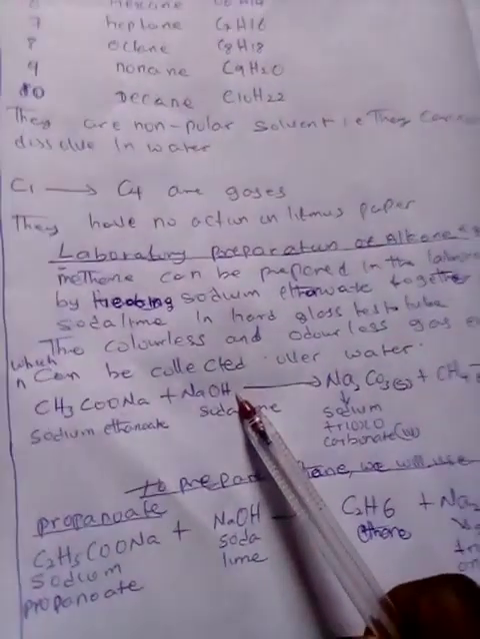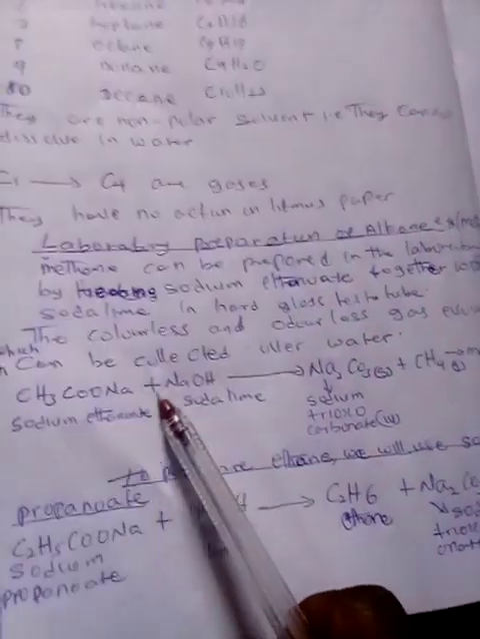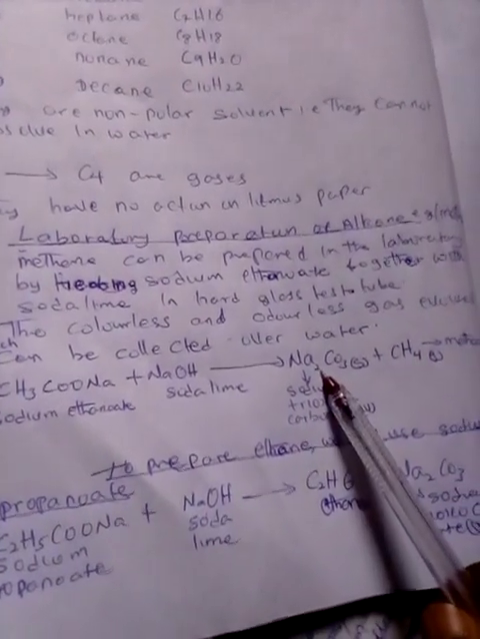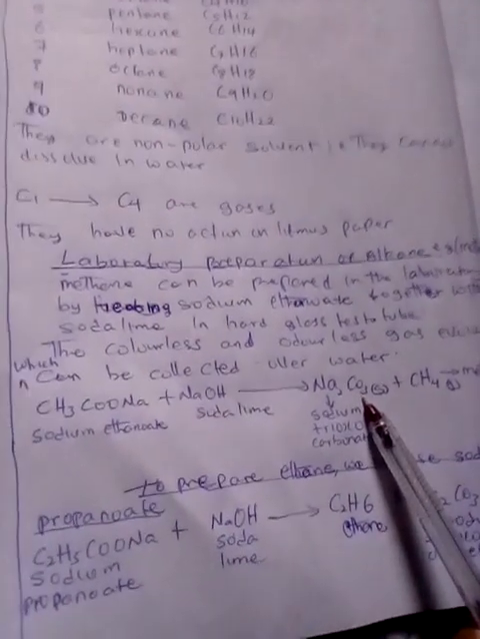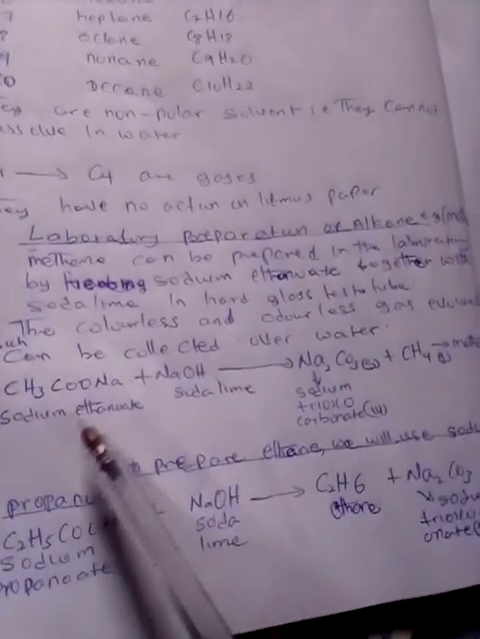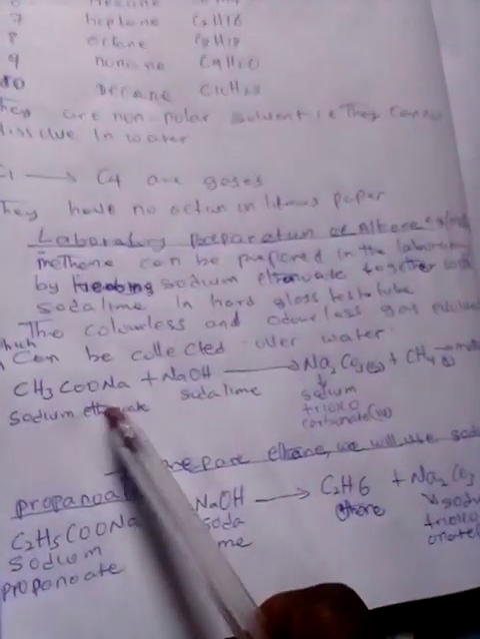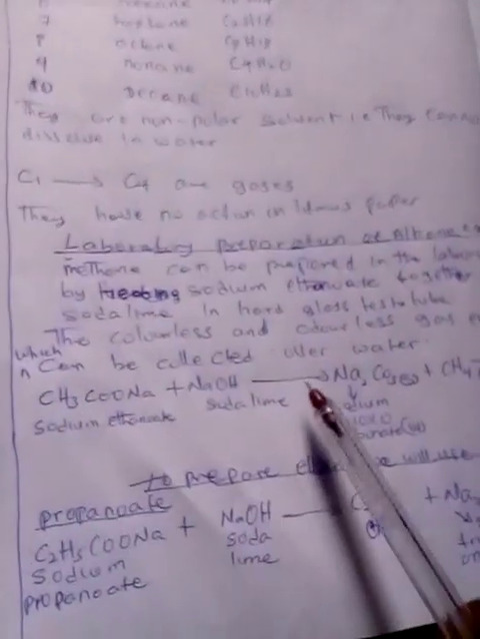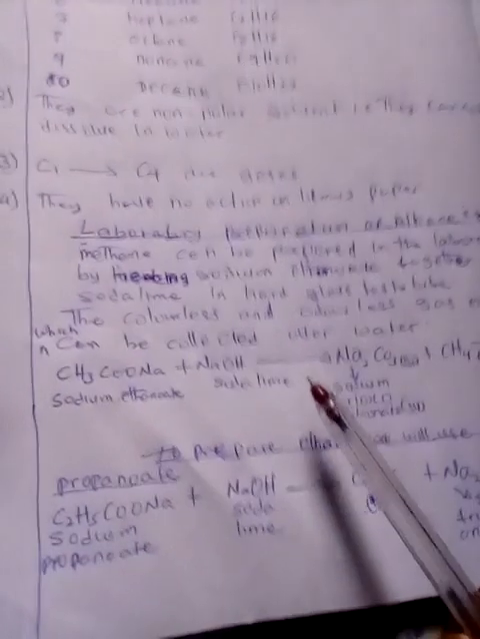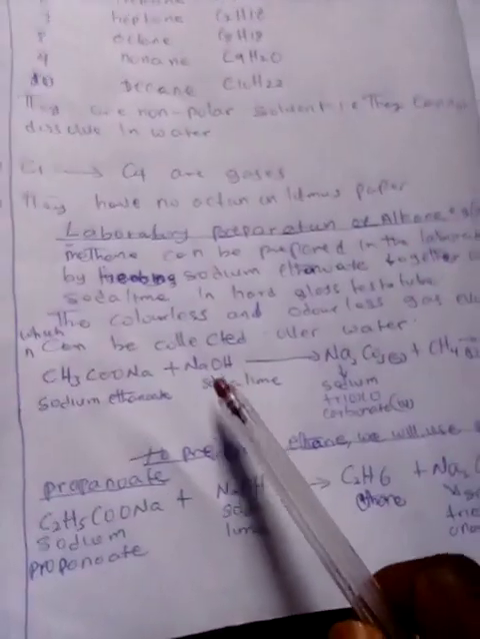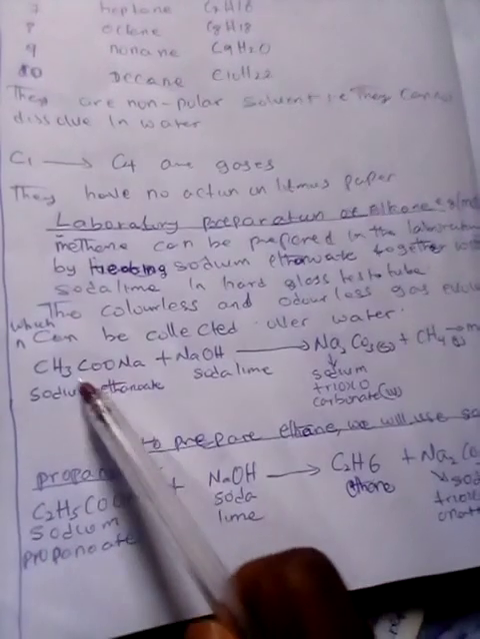Now if you want to react them together, on the reactant side we have sodium ethanoate plus sodium hydroxide, and on the product side we have Na2CO3. To see how we get the product, CH3 is here, and you add one hydrogen to it, and you get CH4. Take one hydrogen here, put it here, and you get CH4 at the product side.